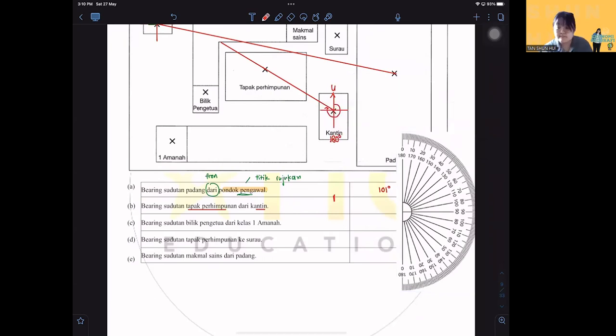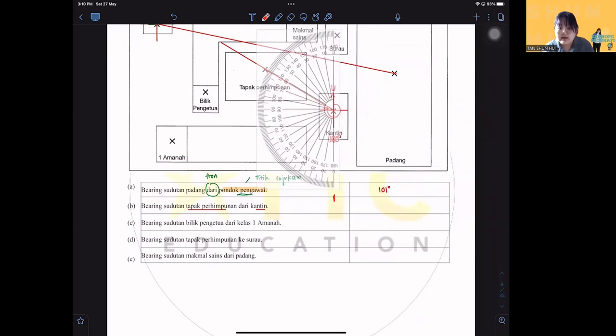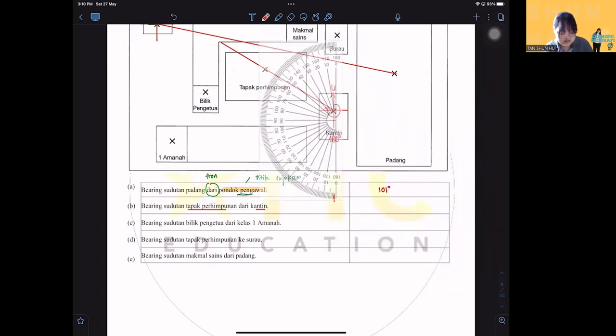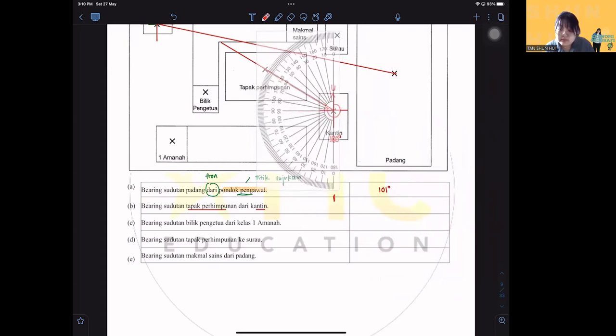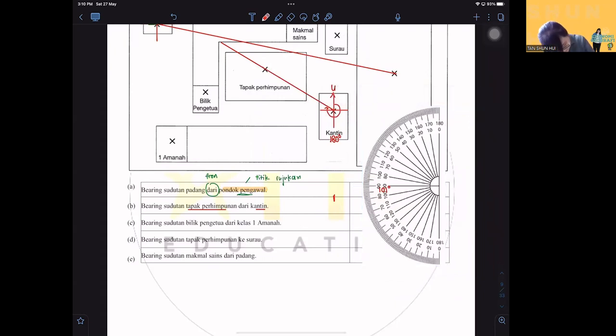This is 180. Yes, turn the ruler. Then how? Turn your ruler, put it here. Okay, put it here. You will get how much? Exactly, put it here. Okay, 180. Now, put it here, 90. Tapak perhimpunan.